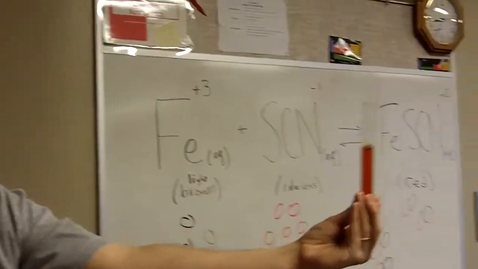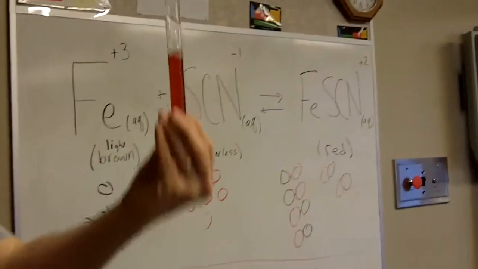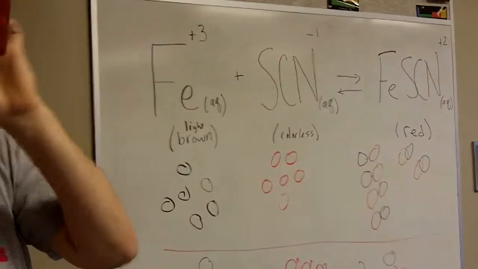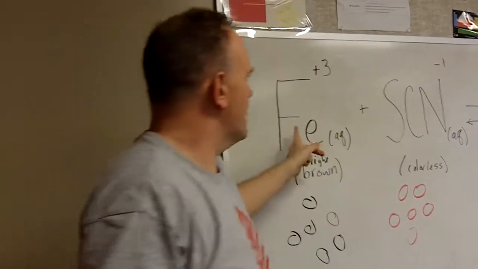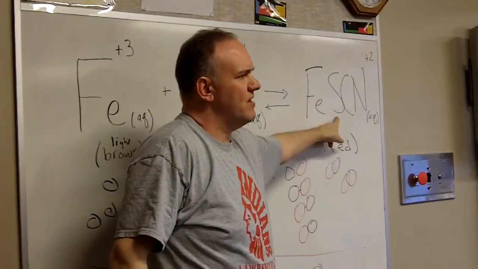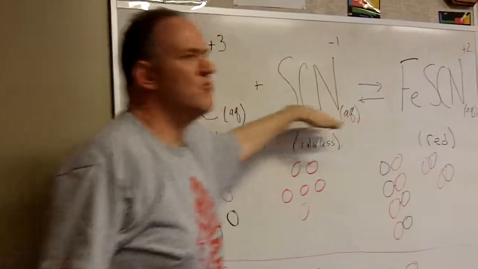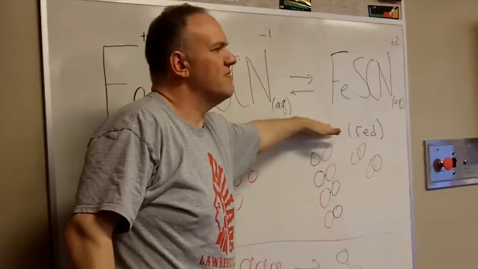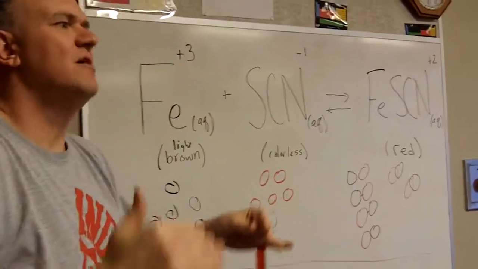Why not? Because they're breaking and forming at the same rate. Exactly, that's the way to say it. The forward reaction, the creation of iron thiocyanate complex, red, and the backwards reaction, the breaking apart of iron thiocyanate complex, getting rid of red, are both happening, but they're happening at exactly the same rate.